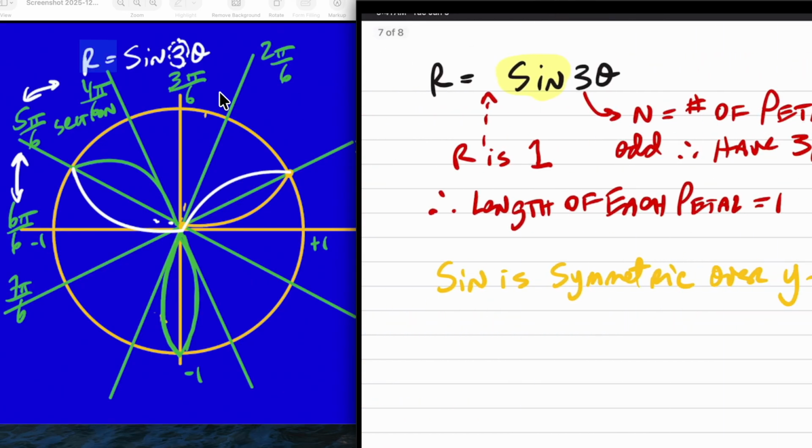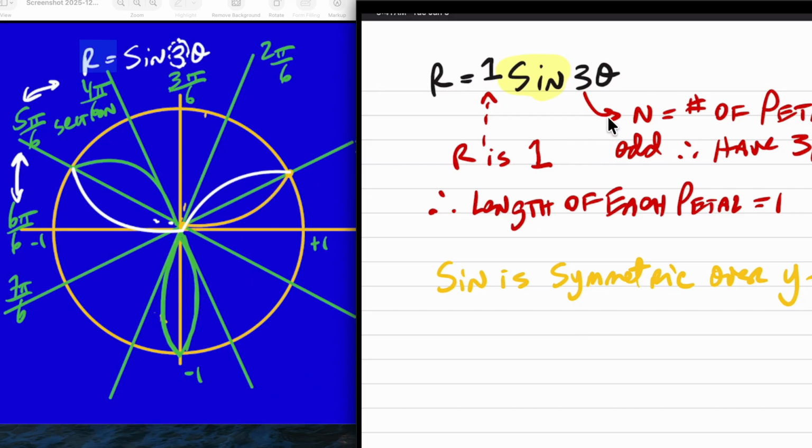Okay, let's take a look at what we just did and compare it to what we just discussed. So here is r equals sine of 3 theta, so the r value here is a hidden 1. Therefore, that is the length of the petals. And that's what we see here. We see that the length of each petal is 1. That's our value of 1.